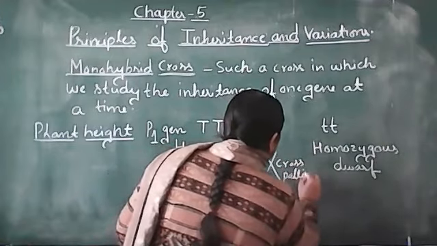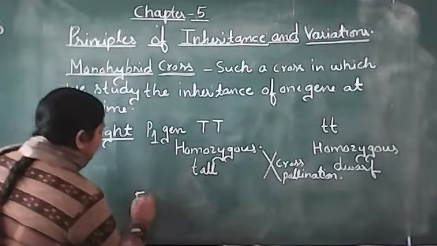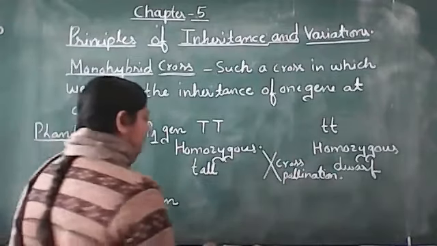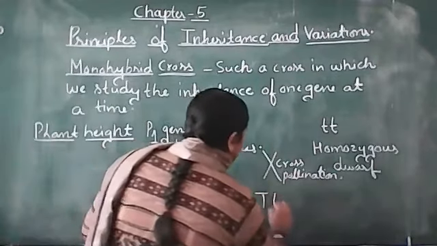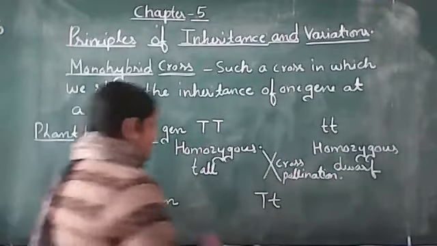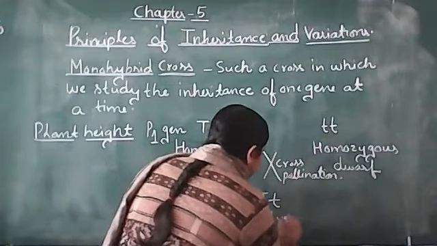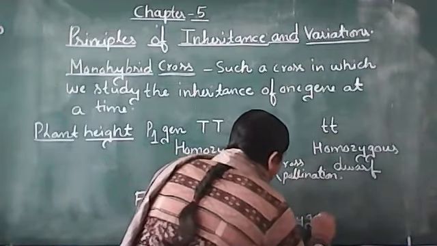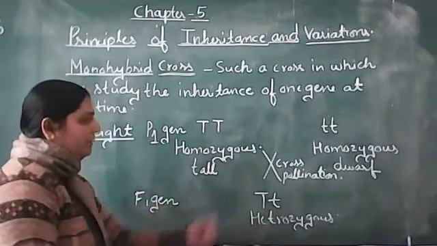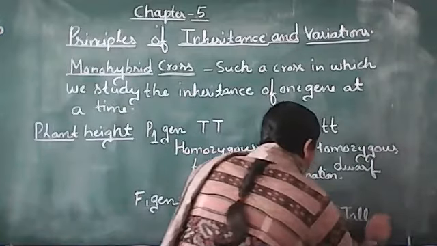So here we do cross pollination, and what we obtained in the F1 generation. So in the F1 generation we have one capital T and one small t. So this capital T and small t, it is a hybrid. So it is heterozygous in nature. But as you know from the law of dominance, what is the phenotype of this plant? So this is heterozygous tall in nature.